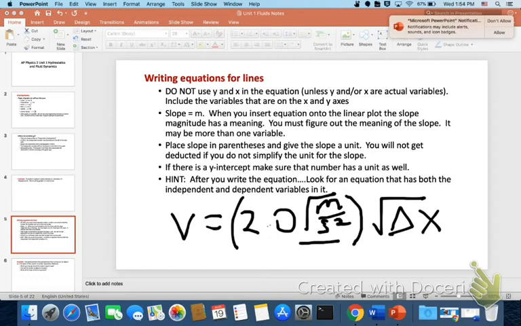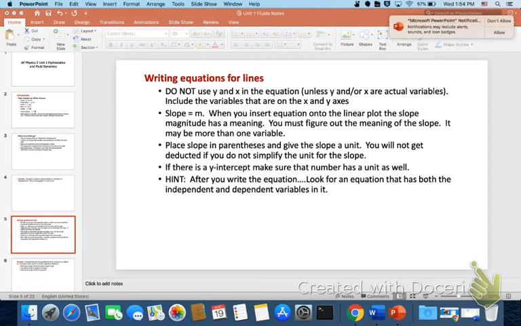The other way to think about this is, instead of trying to isolate the unit here, we can simply look at what this equation looks like. So v equals 2.0 times square root of x, and we can go back to our equation list and we can start thinking, hey, what equation does this look like?